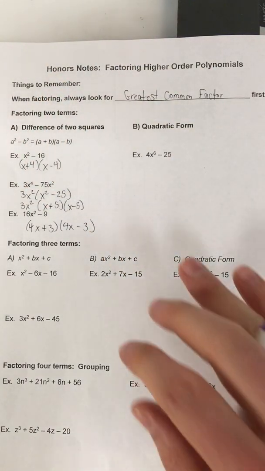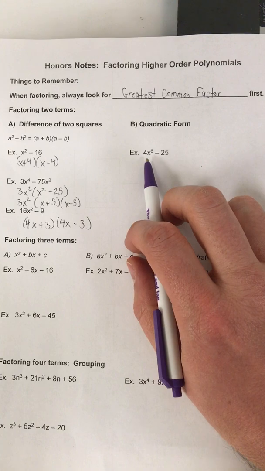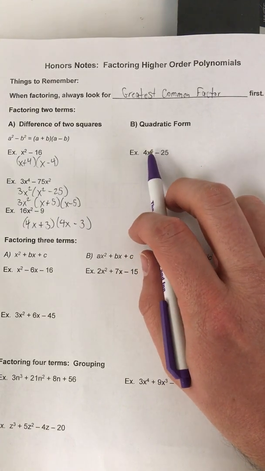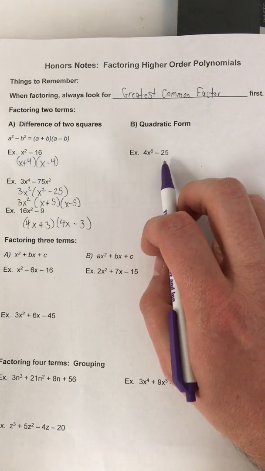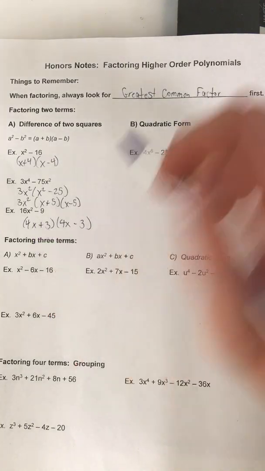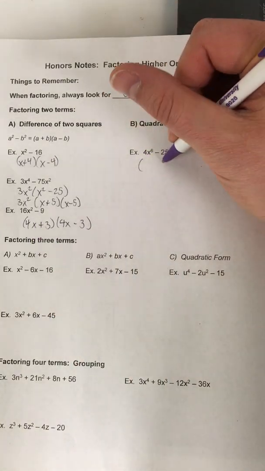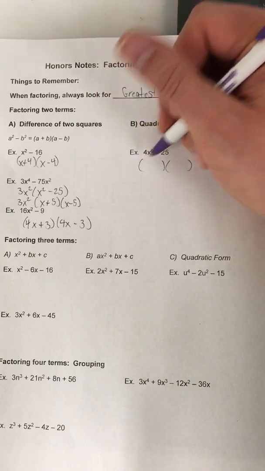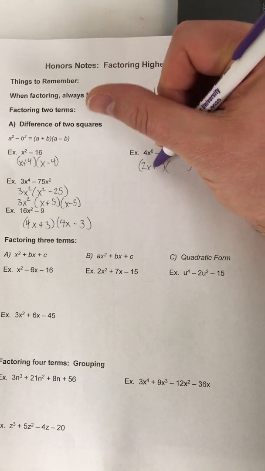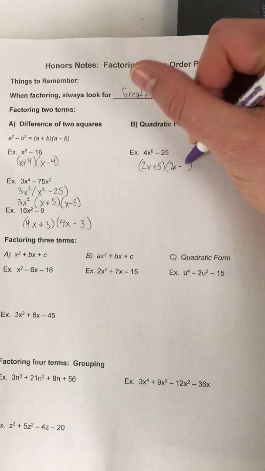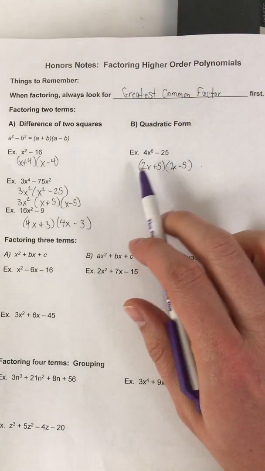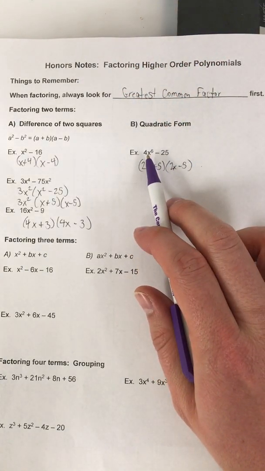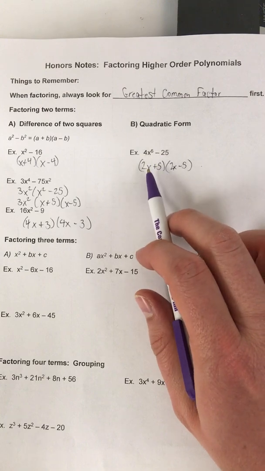Now something new we haven't really done before, 4x to the 6 minus 25, if you have something besides x squared. There's no GCF here. I'm going to solve it similarly to this. I have, just like that one, would be like 2x plus 5, 2x minus 5, but that's not exactly right, because 2x times 2x wouldn't multiply to give me 4x to the 6th. That would give me 4x squared.